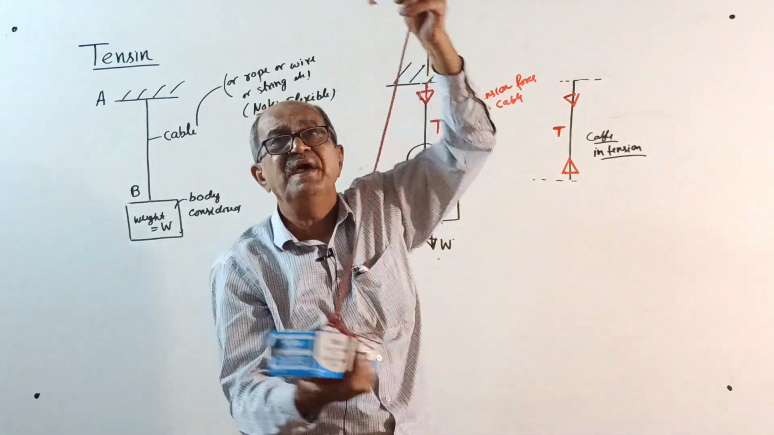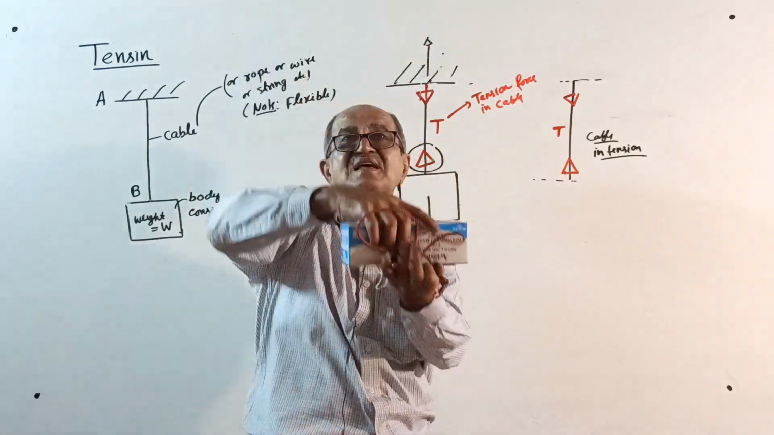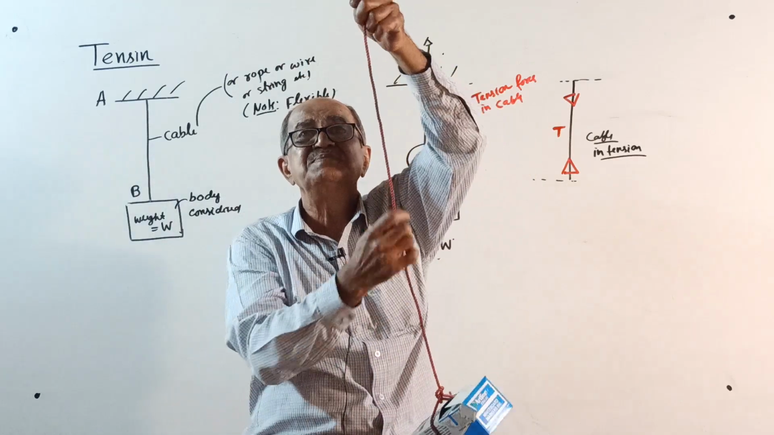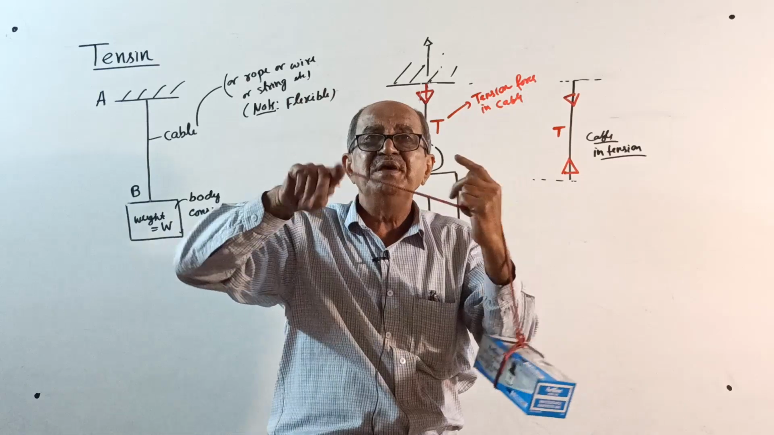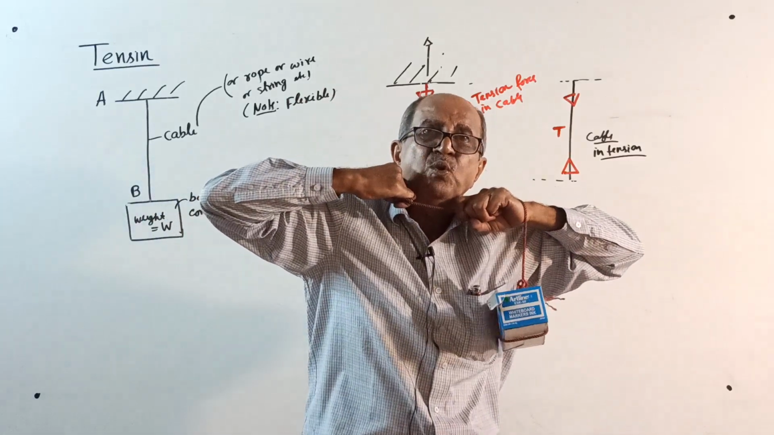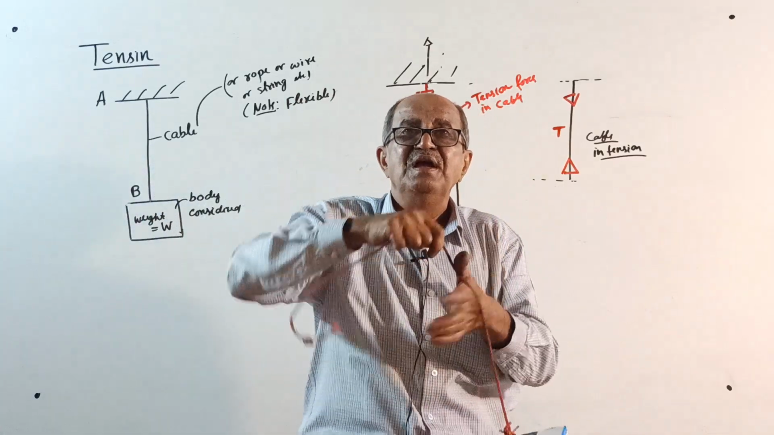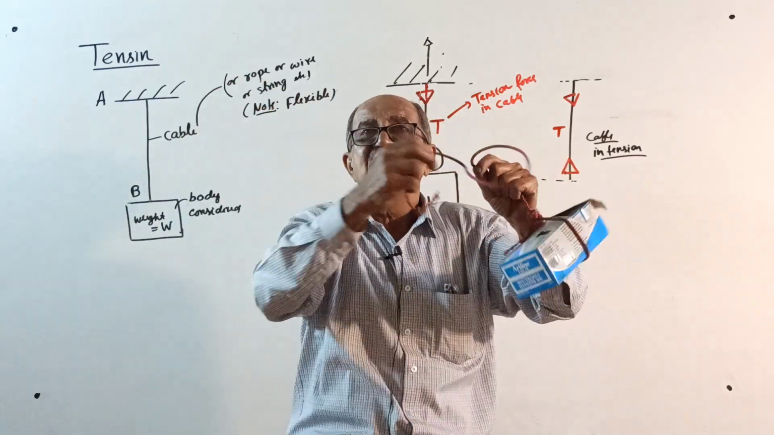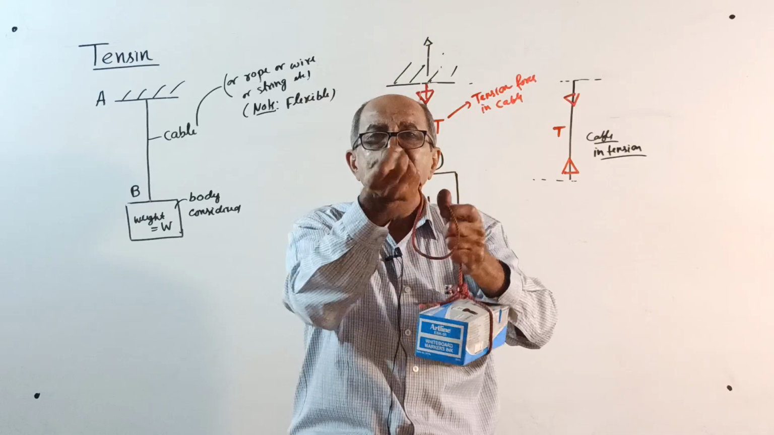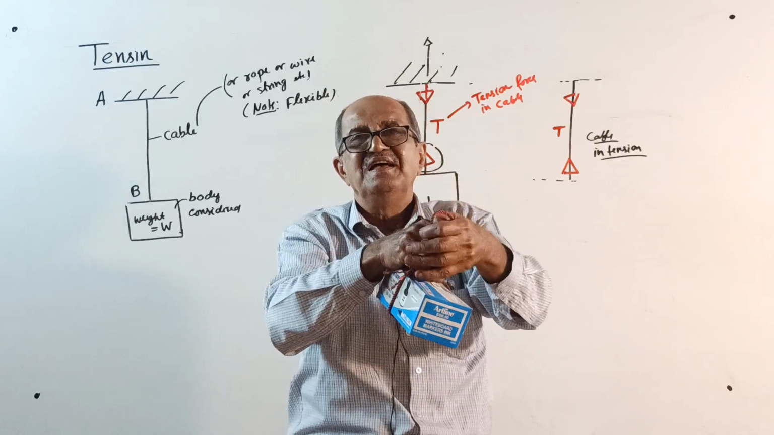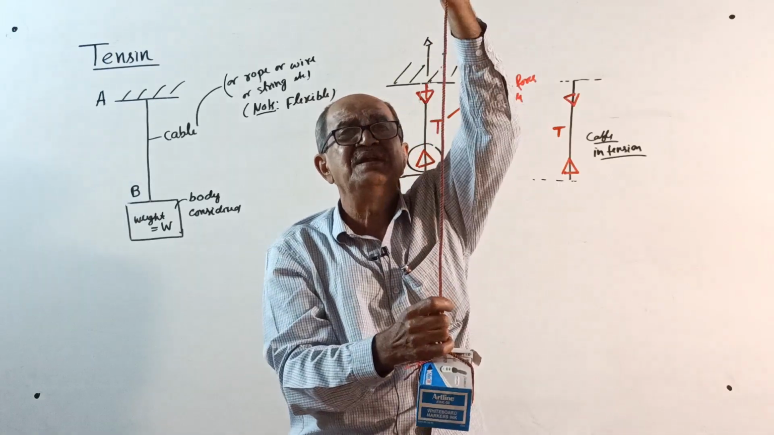Okay. Now, if I reverse and leave it now, what will happen? See, this is a flexible member. Every flexible member can take only tension. It cannot resist compression. See here, it will fold. You can even fold like this. If you try to compress it, it will not take.